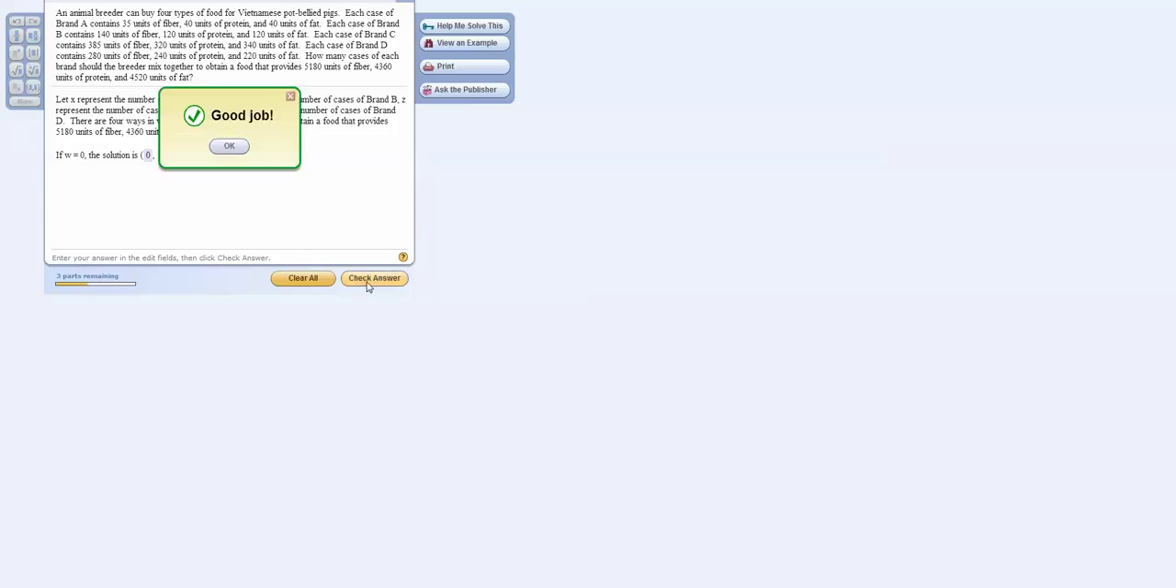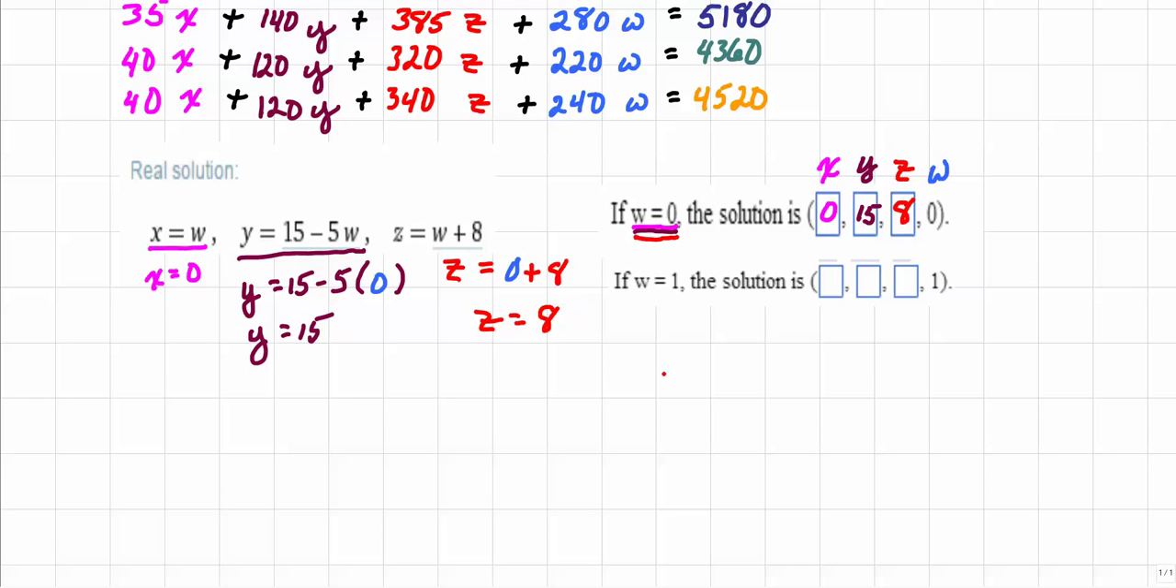If w is equal to 1, the solution is. Once again, x is equal to w, so x will be equal to 1. Then for the next one, y is equal to 15 minus 5 times what w is, which in this particular case is 1. Then we solve for y, and y will be equal to 15 minus 5, which is 10. Then we do the same thing for z. z is going to be equal to 1 plus 8, and therefore z will be equal to 9.